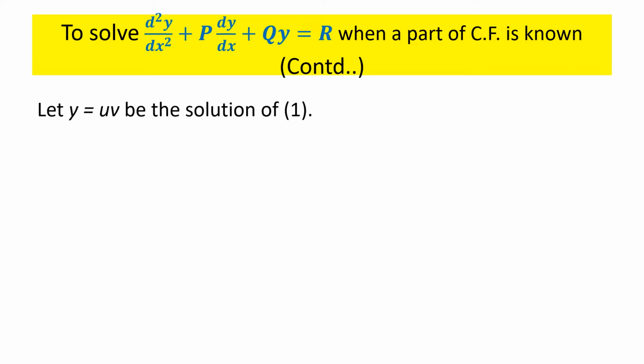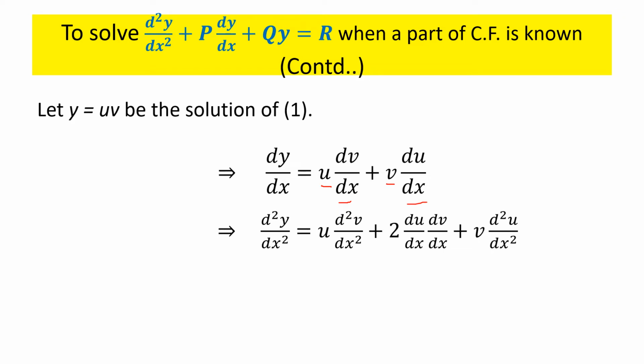Now we shall differentiate y with respect to x. Since u and v are functions of x, we have to use the product rule on the right hand side. Therefore, we get dy by dx is equal to u dv by dx plus v du by dx. Again, on the right hand side, u dv by dx and v du by dx are again functions of x. Therefore, if we differentiate further, we get d square y by dx square is equal to u d square v by dx square plus 2 du by dx into dv by dx plus v d square u by dx square.